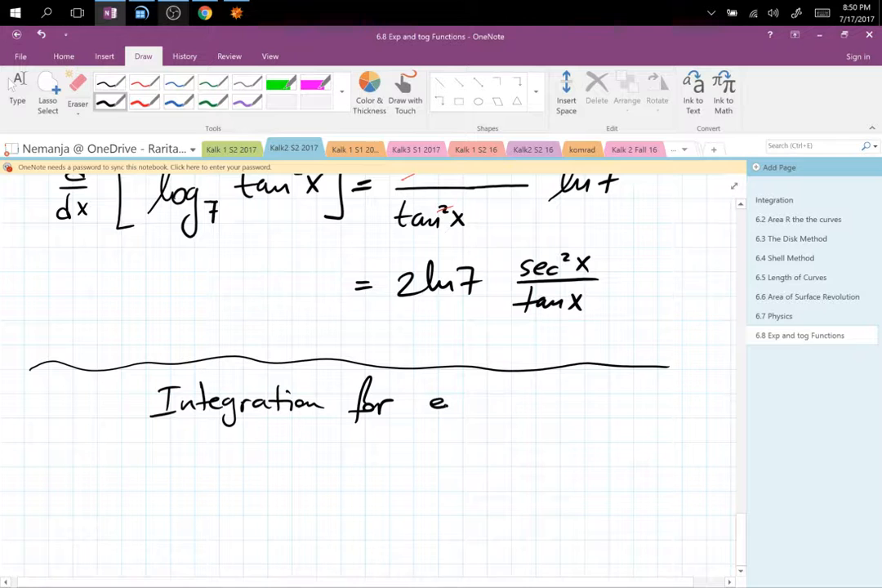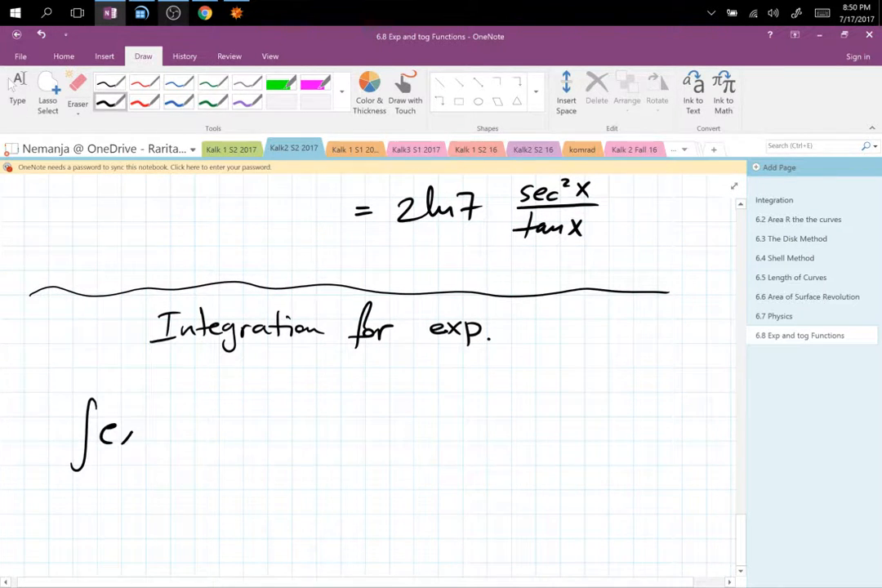And now just to quickly address the integration for exponential functions. The integral of e to the x dx is e to the x over x. No, the integral of e to the x is e to the x, plus c. There we go. Yep, plus c.